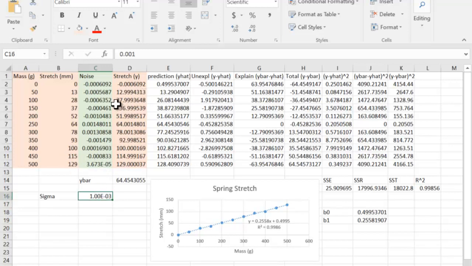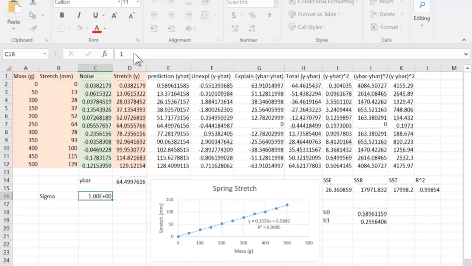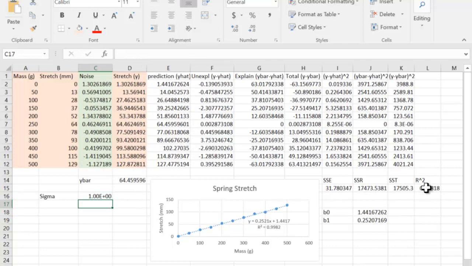Let's crank it up some more. How about 0.1? And still, you can't see any difference in the graph. The R squared, maybe it's changed in the 4th decimal place or so. Still not doing much. The stretch and the noise are vastly different in scale. The stretch is much bigger than the noise. Let's try 1. And now we're starting to see the R squared drop just a little bit, but it's still 0.998, and I can't see much difference in the graph.